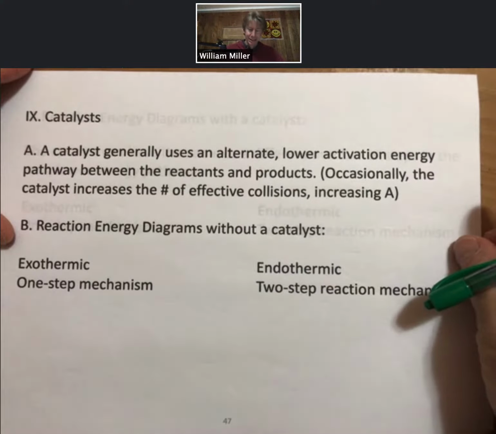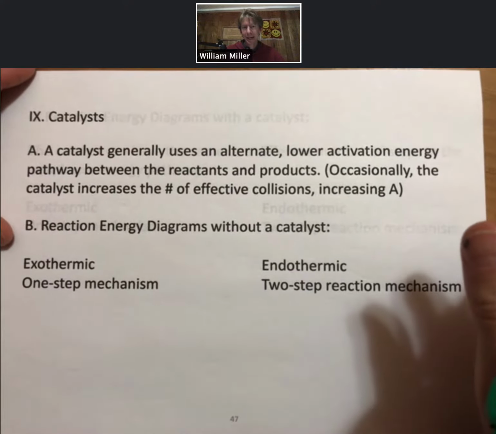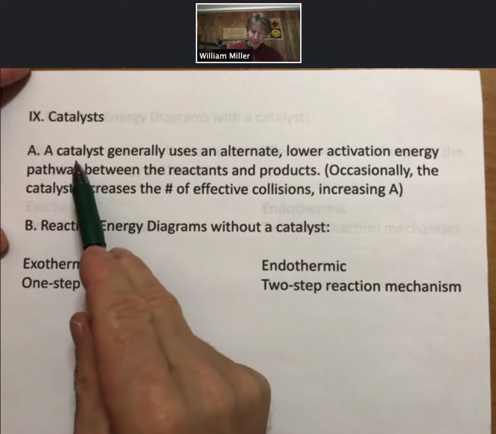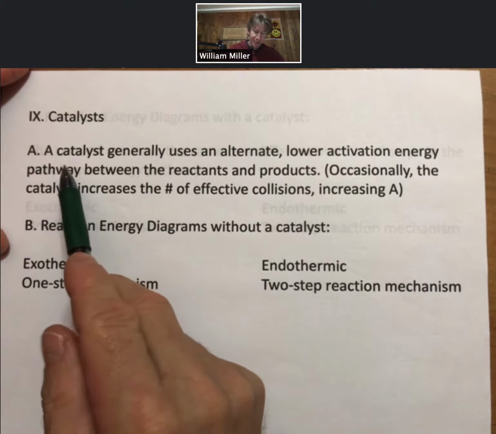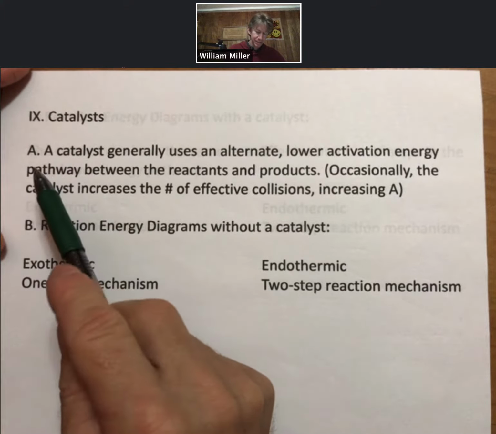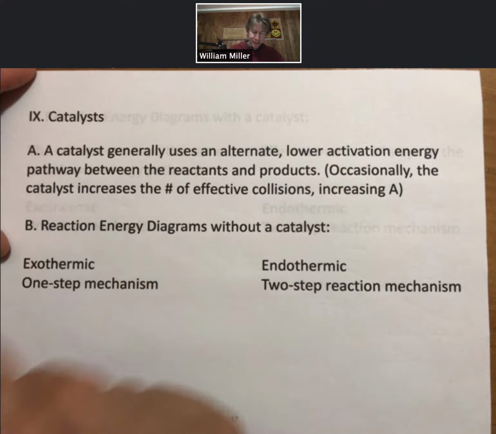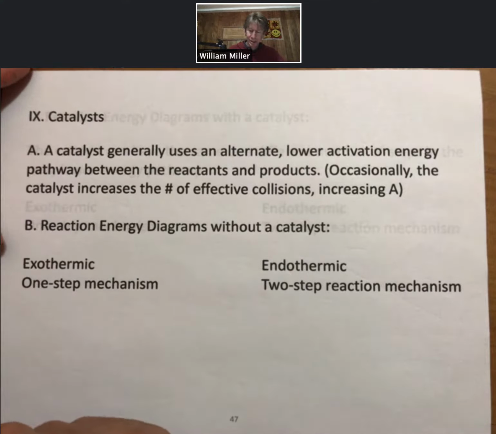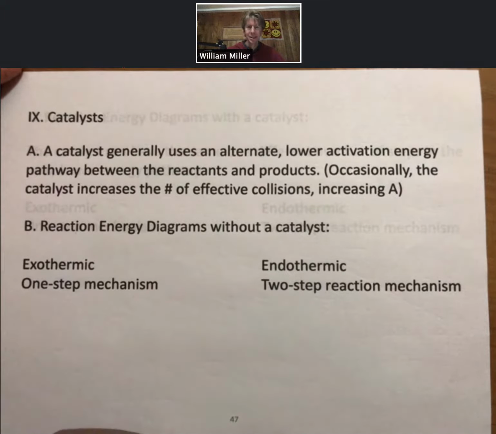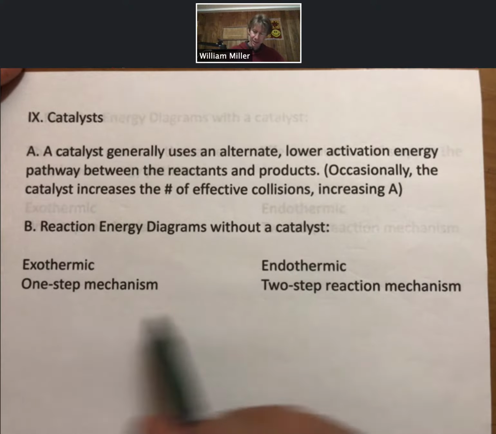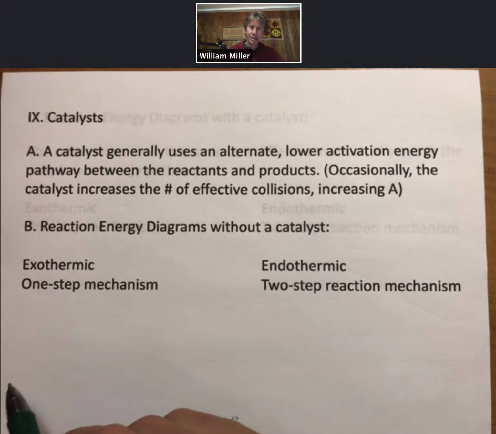Now, catalysts. We're only going to say a little bit about catalysts, but it is useful to know this, especially moving forward in our study of chemistry. A catalyst generally uses an alternate lower activation energy pathway between the reactants and products. Occasionally, the catalyst increases the number of effective collisions, increasing the Arrhenius pre-exponential factor, but typically how we think about it is that catalysts decrease or lower the activation energy.